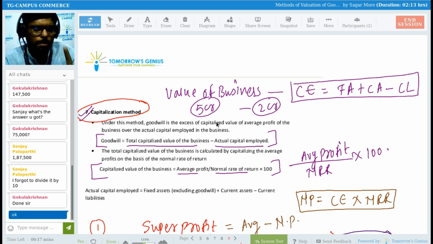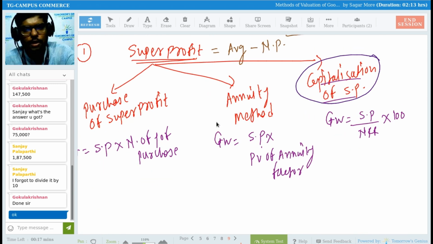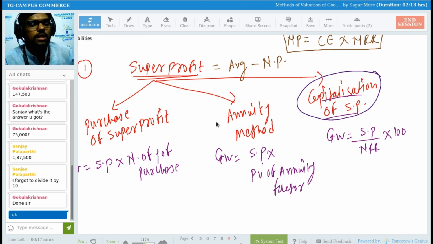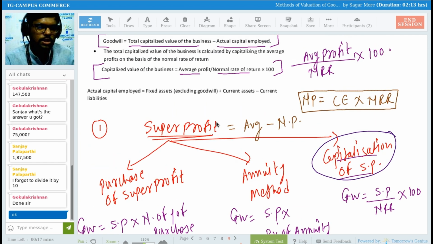Capitalization method formula: goodwill is equal to capitalized value of business minus capital employed. How to calculate capitalized value of business? Average profit divided by normal rate of return into 100. In the capitalization of super profit method, the formula is goodwill is equal to super profit divided by NRR into 100. I'm just expecting remembering of formulas and concepts here. We will apply the same in the next class, right?